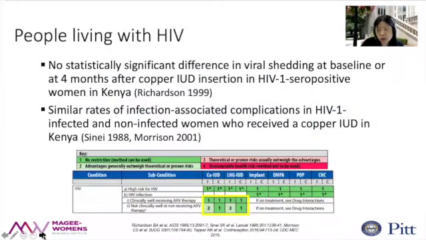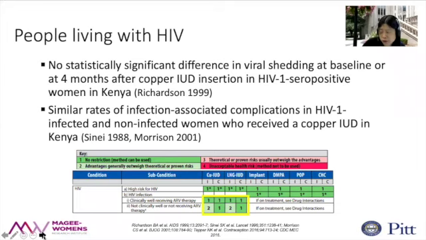What we know so far overall is reassuring for people with HIV. A study of HIV-1 seropositive women who received IUDs in Kenya had cervical swabs collected before IUD insertion, as well as 4 months later to evaluate viral shedding, and found no statistically significant difference between baseline and follow-up in a multivariate model. A study looking at HIV-infected and non-infected women who received a copper IUD also found no difference in infection-related complications over 4 months, short-term, as well as 2 years after insertion, after controlling for confounders, although the study was not adequately powered to look for differences in rates of PID.